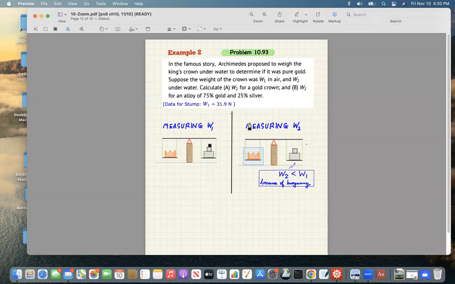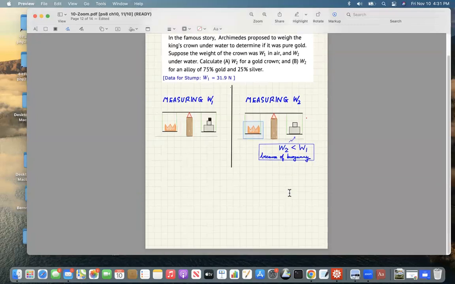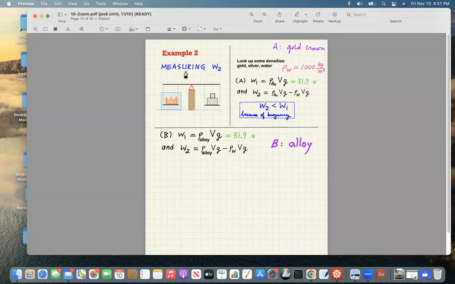So you draw a picture for part A. No, you draw two pictures for part A. And those same two pictures apply to part B, but the two pictures correspond to in air or in water. So as usual, we start by drawing pictures. So here are the pictures. And now we start writing down the equations. So how would you write an equation for W2? We're going to measure W2. How would you relate that to the density of the material making up the crown?